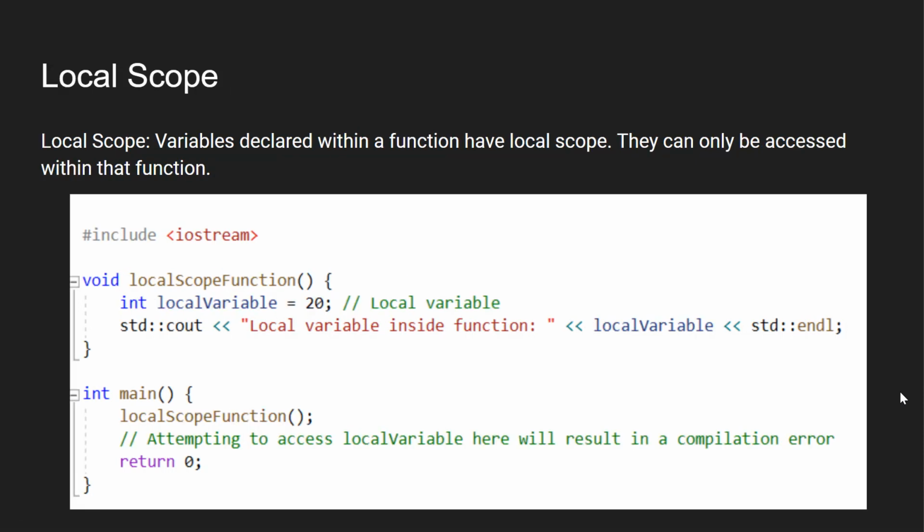Next, we have our local scope variable. A local scope variable is a variable declared within a function that has a local scope, and that can only be accessed within the function. So if we have this function called local scope function, and we're printing out what the value is, it's only going to be able to print it out inside this function. If I try to access the local variable inside the int main function, it's just going to give a compile error.